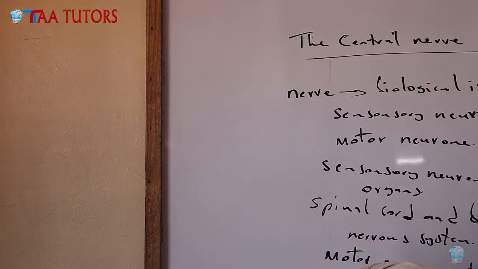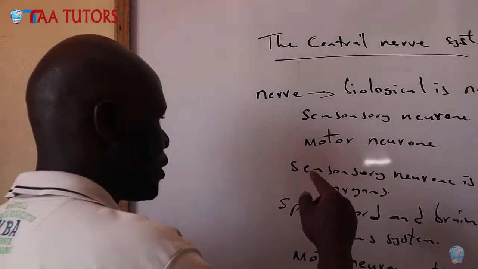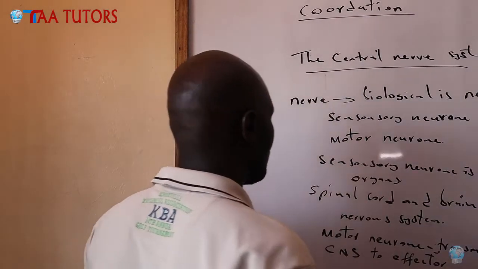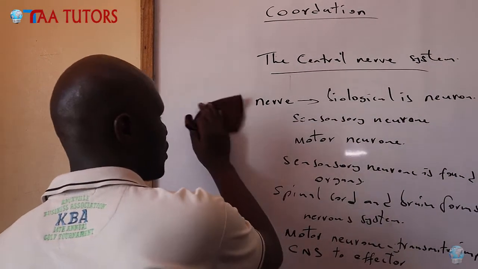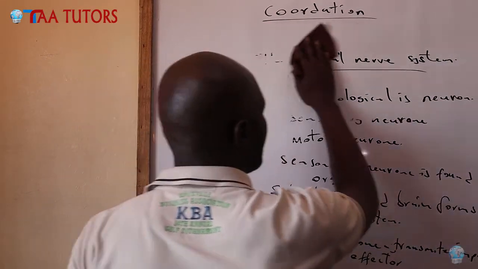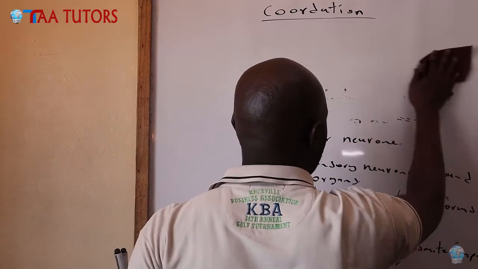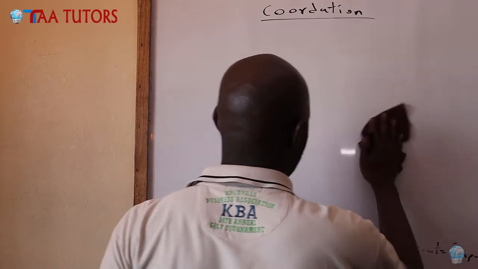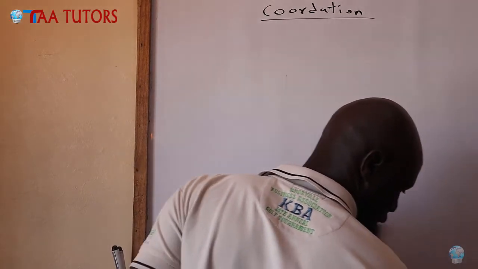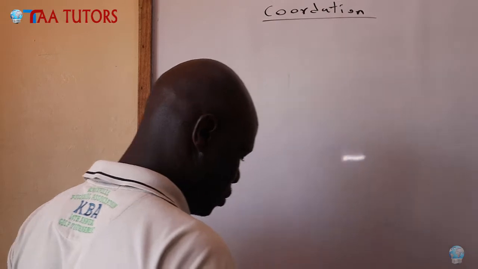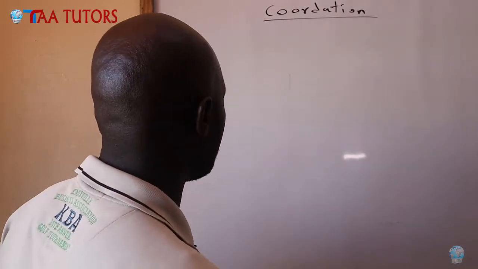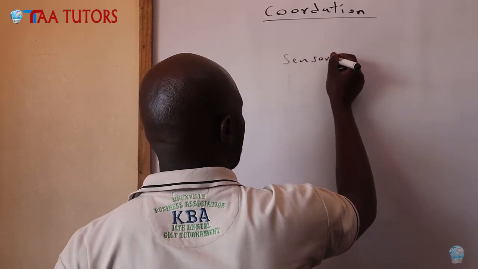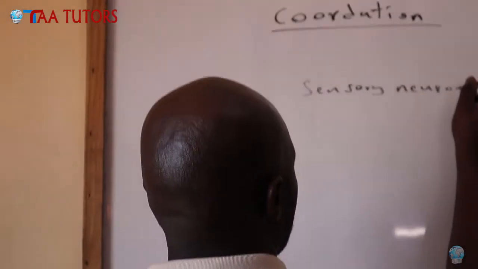Now, the next thing that I want us to understand is, what is the structure of the neuron? I have the structure of these two neurons that we should try to really see, and then we understand. So the first neuron that I want to draw so that we can try to understand is the sensory neuron. So this one here is a sensory neuron.